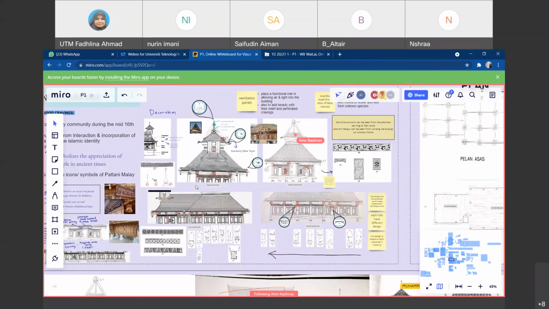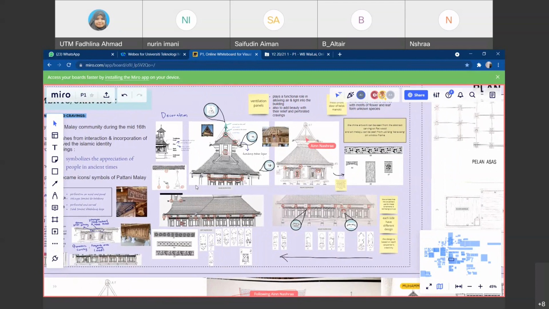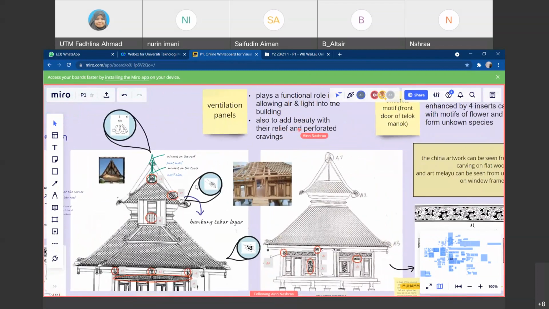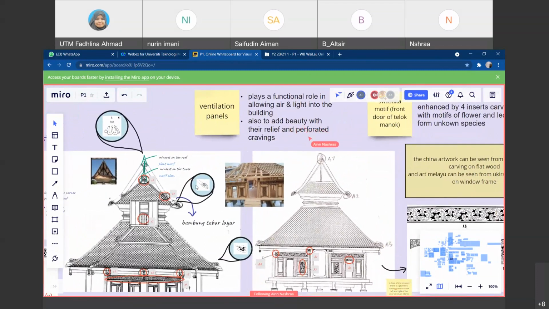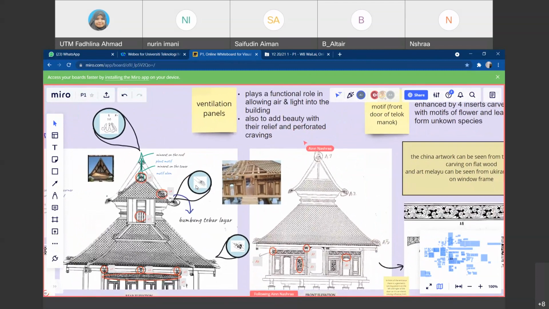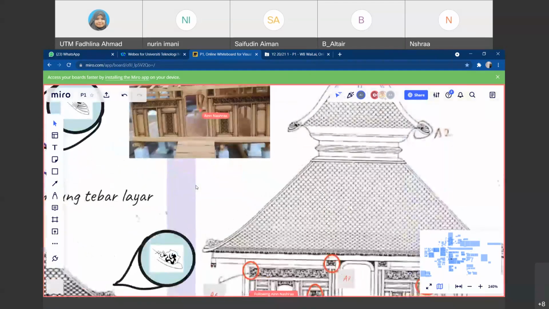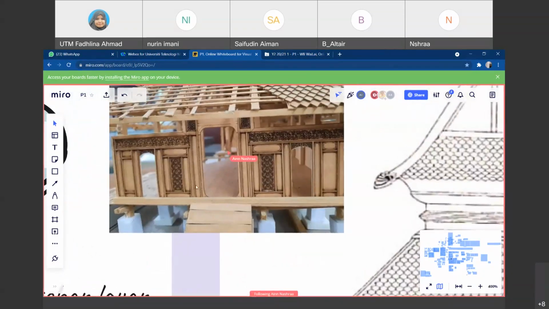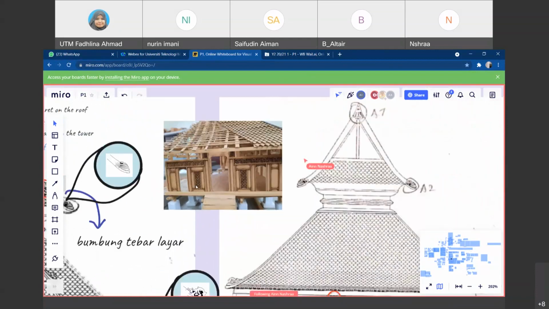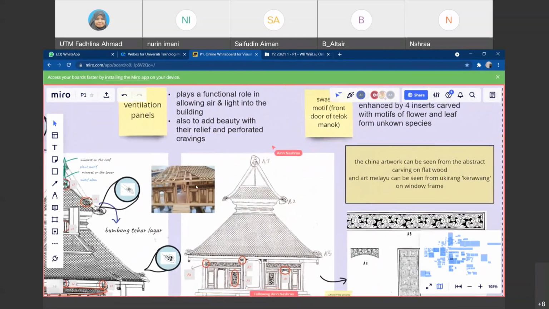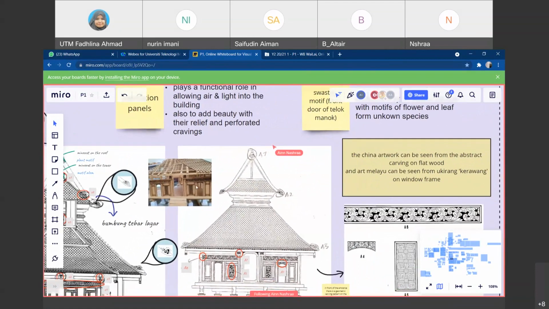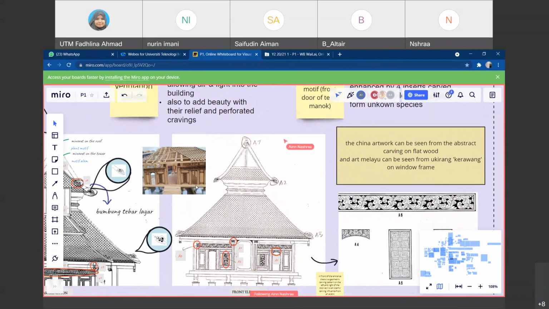For the carving, it does not only serve as the aesthetic part of the design. It also works as ventilation panels, playing a functional role in letting air and light into the building, and also adds beauty with its relief and perforated carving. As for the swastika motif, the front door of Teluk Manuk. This one is an example of the real one that I took in Kalam, a model from Kalam. Enhanced by 4 inserts carved with motifs of flowers and leaves from unknown species. I think that's all.